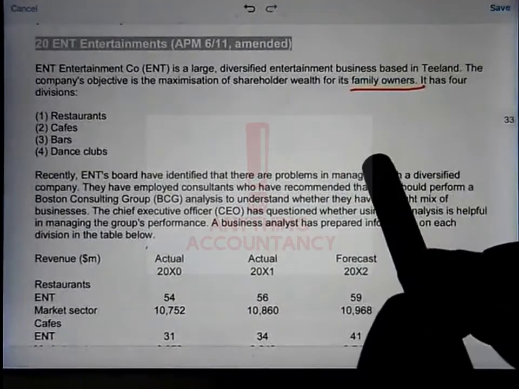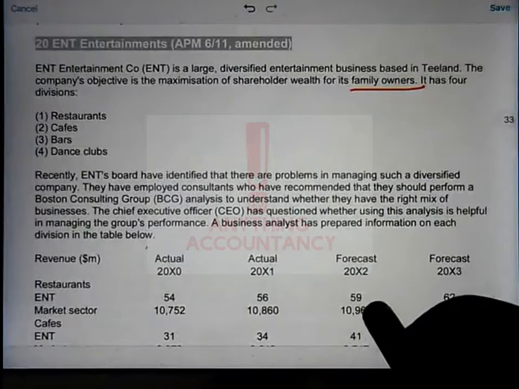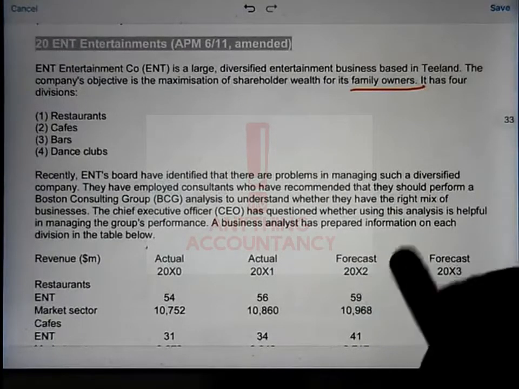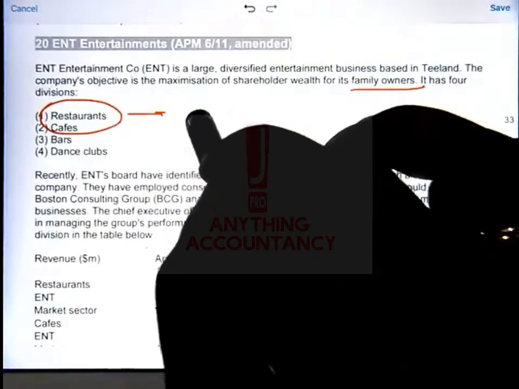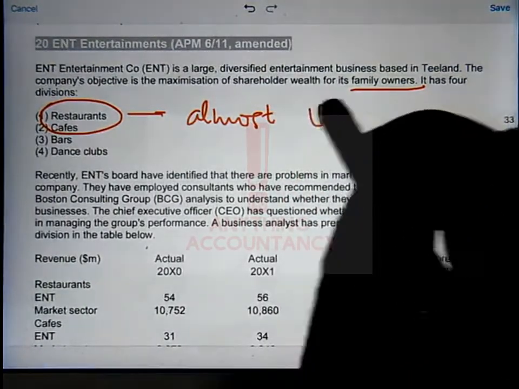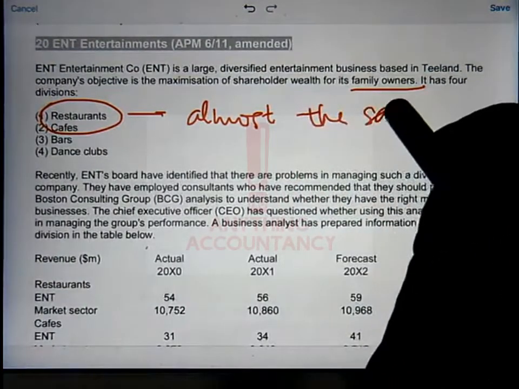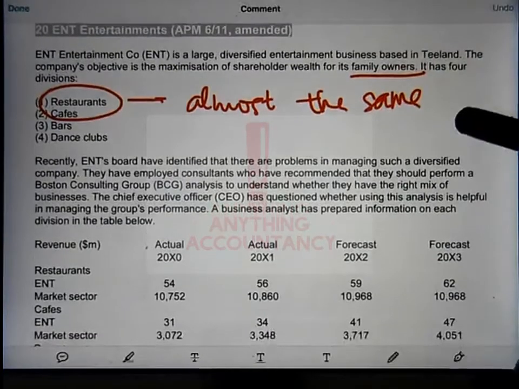Recently, there are 4 divisions: restaurant, cafe, bars, and dance club. Now, before we go down, think about it. Restaurant and cafe, are they almost the same thing? No, this is very complex. This is almost the same thing. Almost. It's almost the same thing, isn't it? If it's almost the same thing, it's a bit tricky, correct? In terms of market definition, but we'll go on.